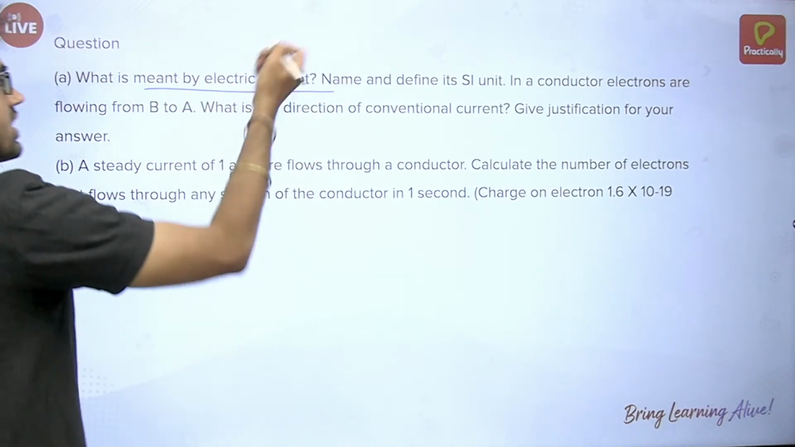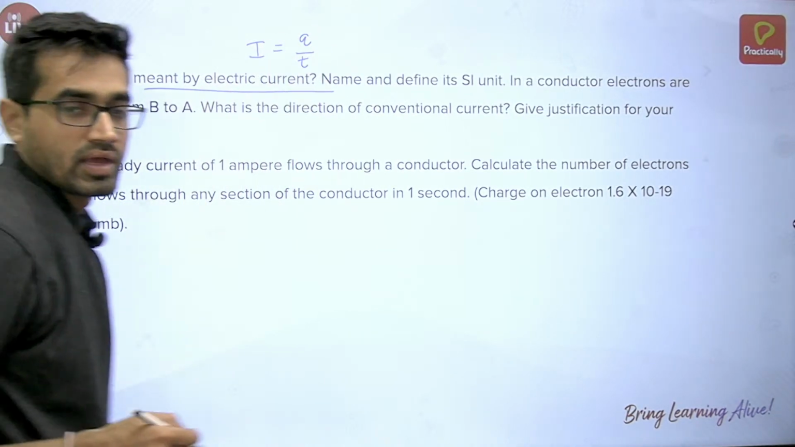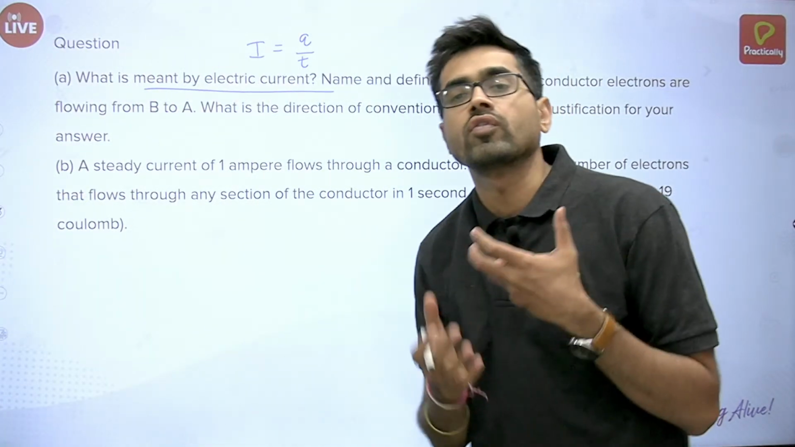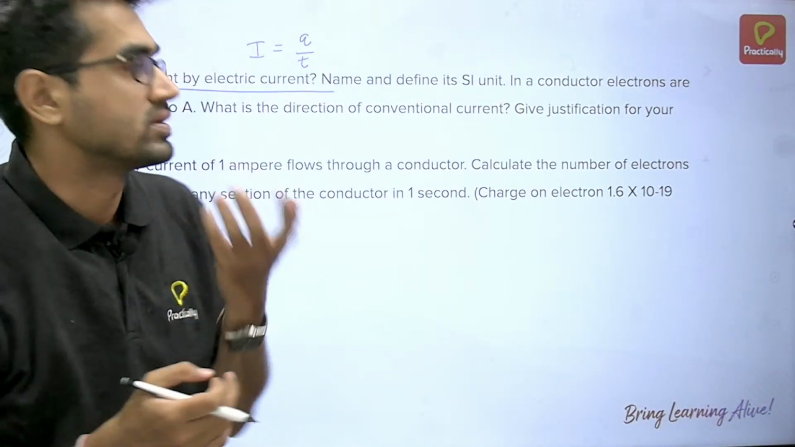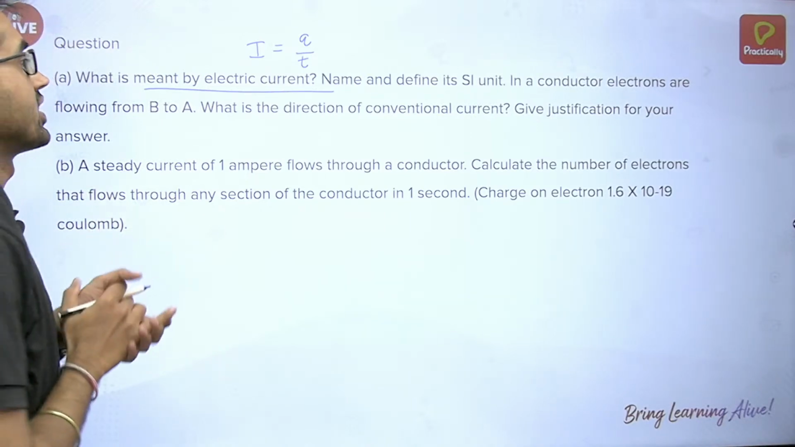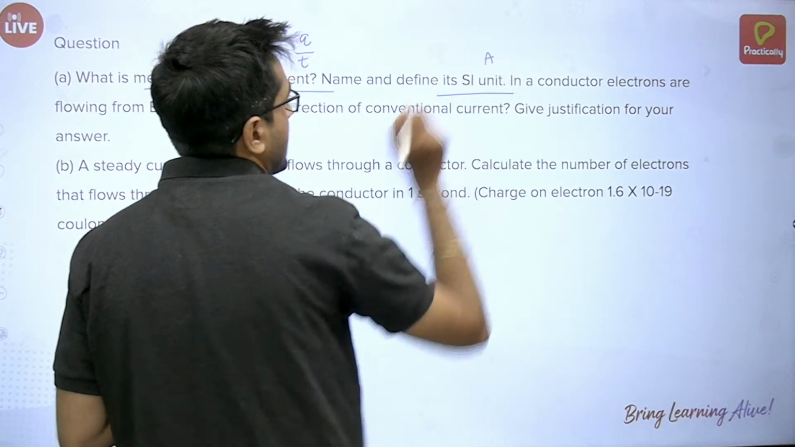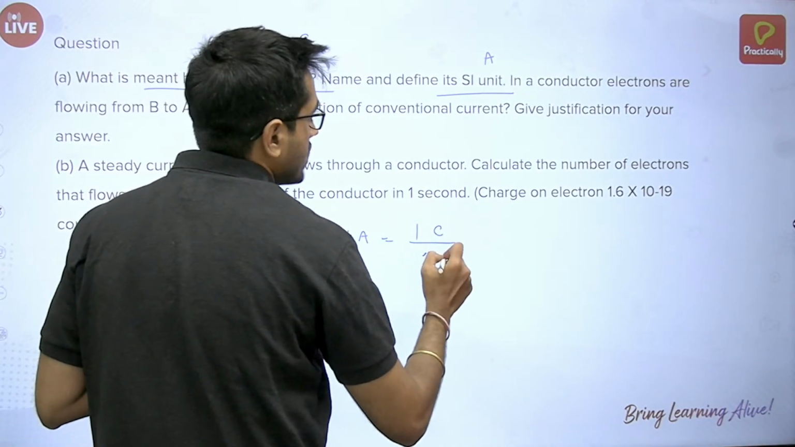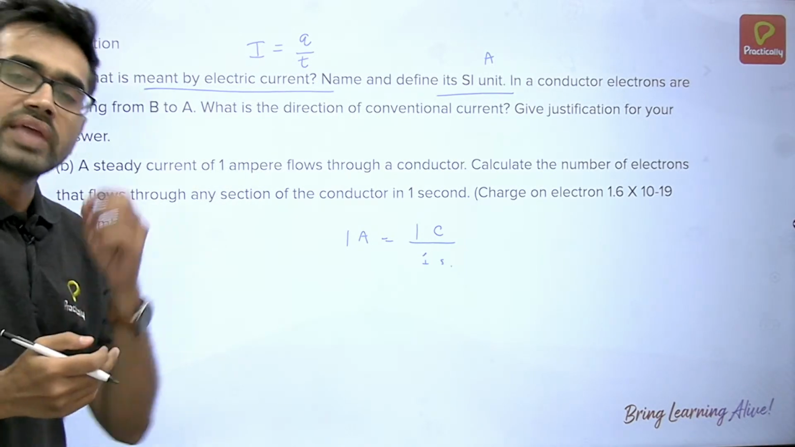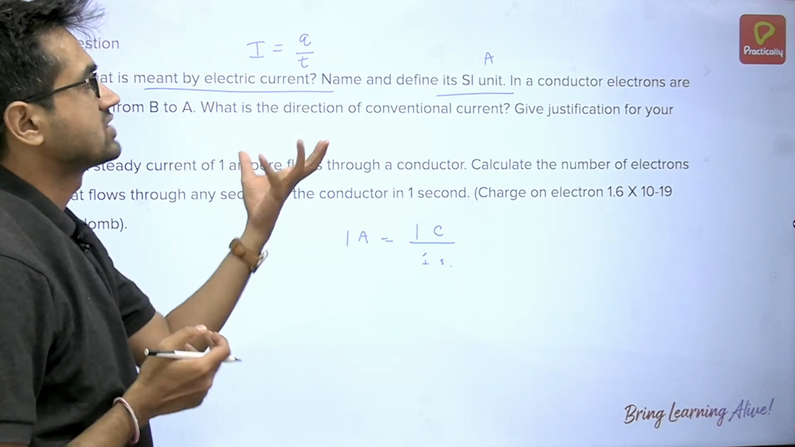Electric current is nothing but the rate of flow of charge, given by Q by T. Electric current is nothing but the rate of flow of charge. How much charge is flowing through a wire in 1 second or in a certain time period. Now name and define its SI unit: it is ampere, and 1 ampere is when 1 coulomb of charge flows for a duration of 1 second, then we call that the current that is flowing is 1 ampere, and the SI unit is 1 ampere.